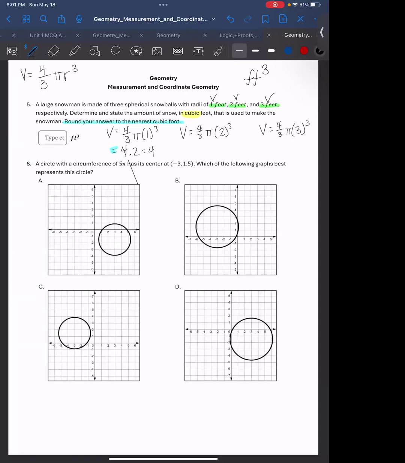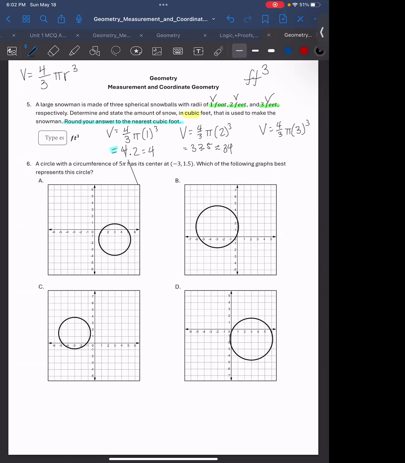Then I'm going to do 2 cubed, which is what? 33.5? That's what I got. 2 cubed is 8. Oh, no, times 4. My bad. Okay, so then it should be 33.5, which will round to about 34.